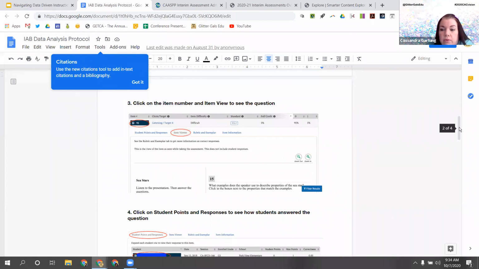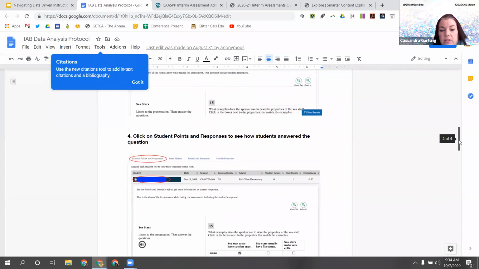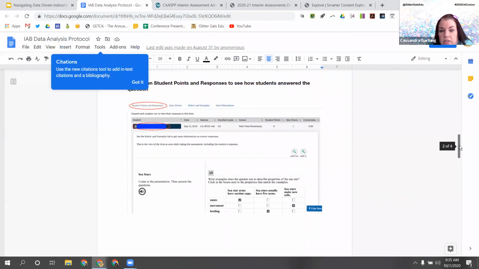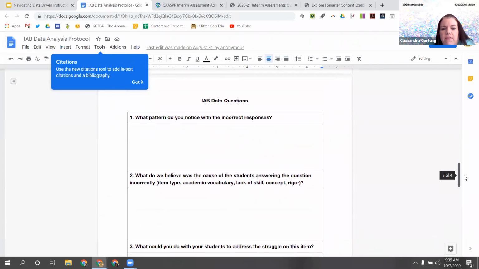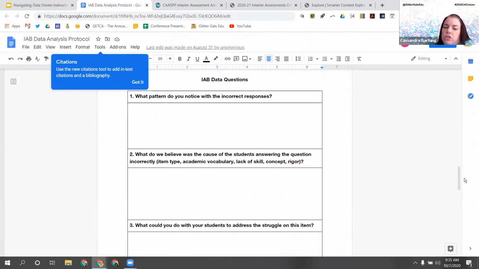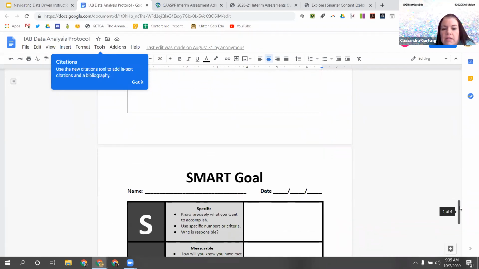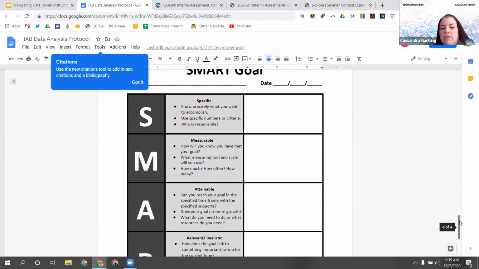You can look at the item viewer. You can see what was supposed to be answered, and more importantly, you can see how your students answered the question. So now you can start thinking like a student and say, what were their misconceptions about this? How come they weren't able to answer it? And then we have a few follow-up questions like, what patterns did you notice in the incorrect responses? What do you believe was the cause of students answering the question incorrectly? So just some things to really help dive deeper through this process. And then once we've gone through the analysis, we create a SMART goal with the teacher in the class.